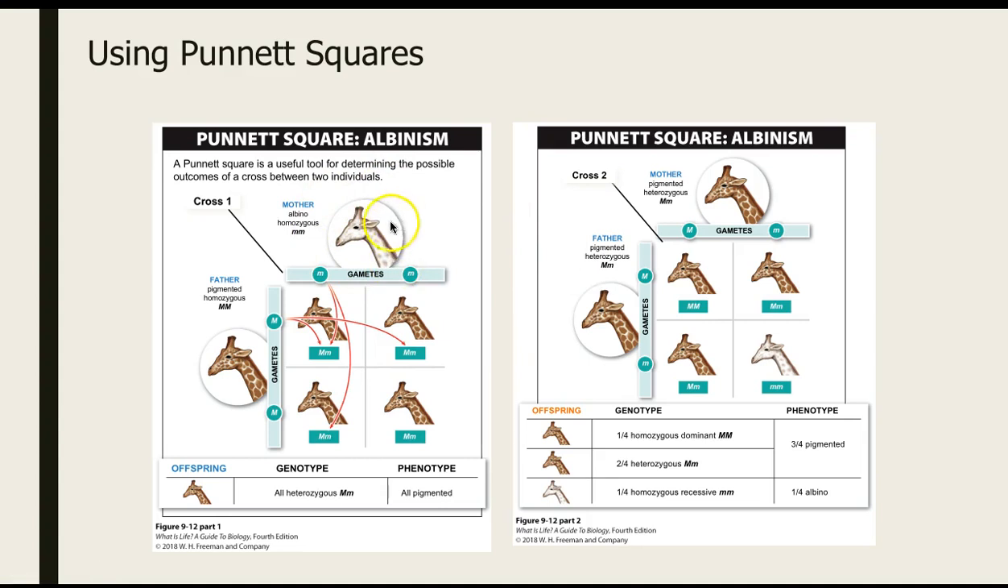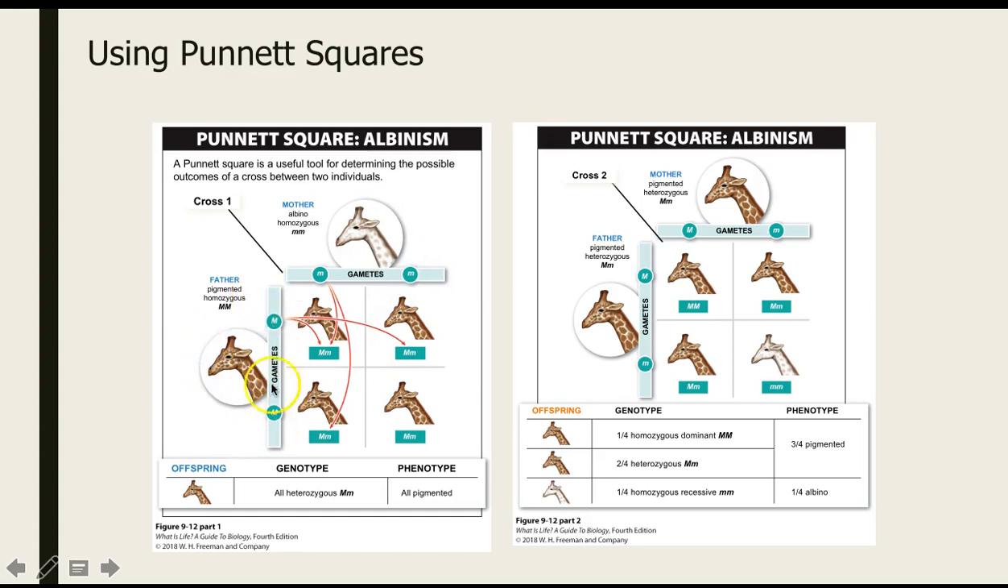Otherwise, you'd be showing melanin. So your book uses the letter M. I think the letter M is a terrible letter to use because it's hard to tell the difference between big M's and little m's when you're writing your notes. But we're going to go with what the book is using. So little m for homozygous recessive and big M for homozygous dominant.